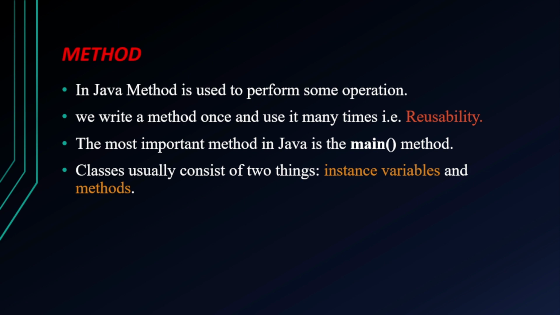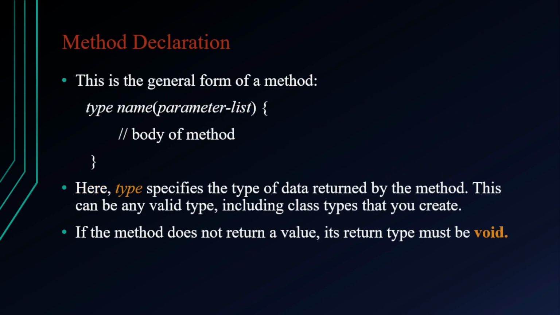Classes usually consist of two things, that is instance variables and methods. But we know the classes can consist of five things: instance variables, methods, constructors, blocks, and inner classes. So let's see what is the general form of a method. So, method declaration, we come to know about the general form of a method.